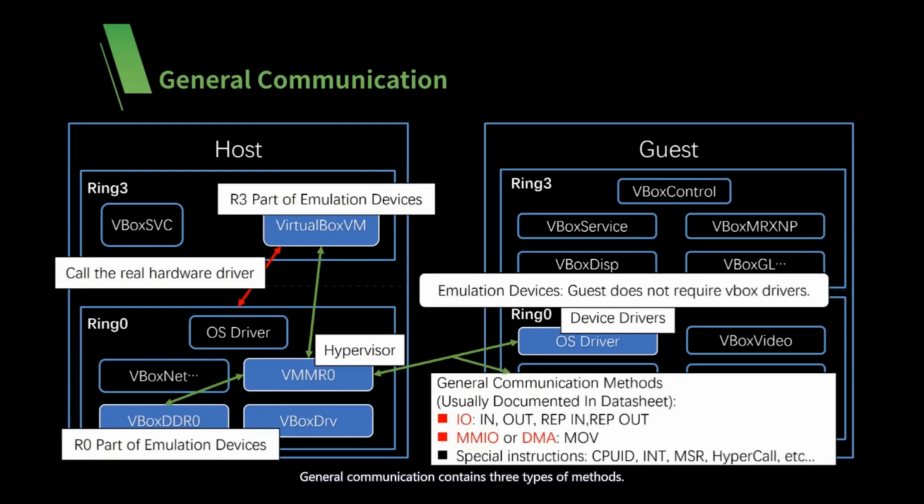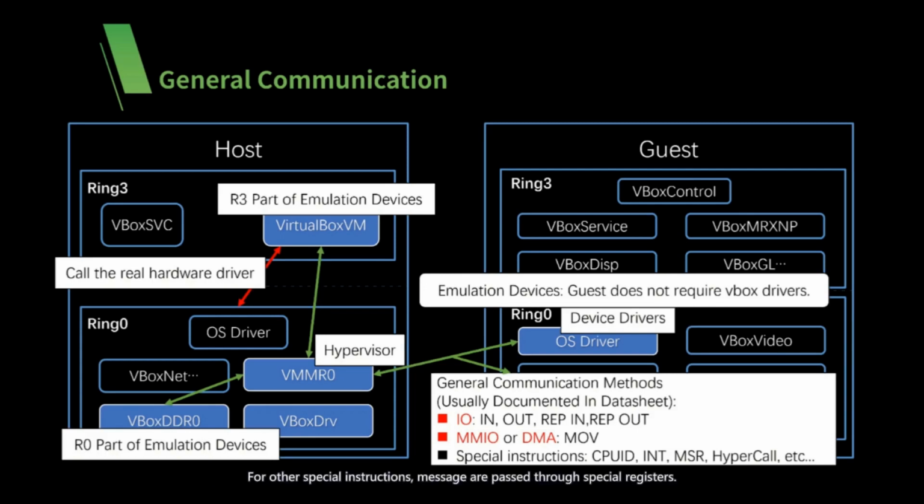General communication contains three types of methods. They are the I/O method, the MMIO or DMA method, and other special methods. The method instructions are related to the architecture of the CPU. For example, in x86 there are in, out, and mov instructions and so on. The I/O instructions communicate with the devices through the I/O port. The mov instruction communicates with the devices by reading and writing special guest physical addresses.